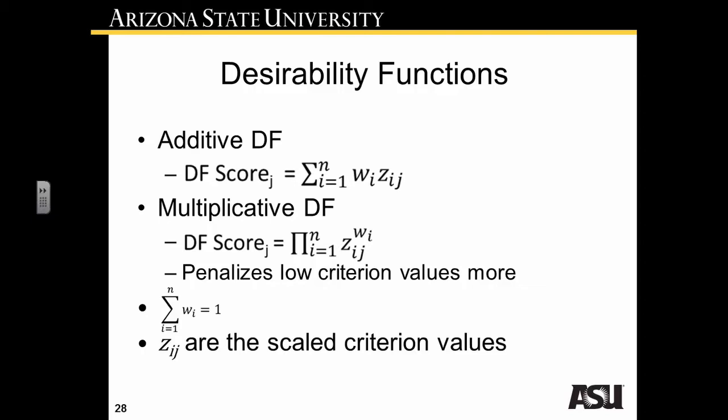So if you have a particular solution that has very good performance for one criterion but not great performance for the other, the additive desirability function is going to penalize it less than the multiplicative desirability function would. So take those types of balancing decisions into account when you choose the desirability function. The other thing you could do is compare results. How does your solution change depending on the desirability function that you use?